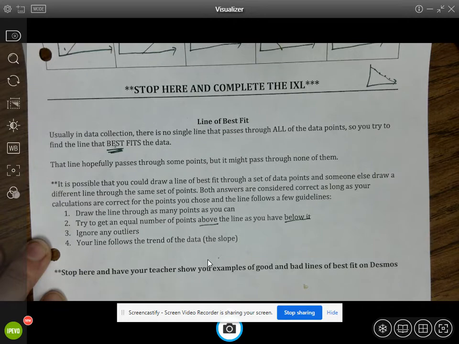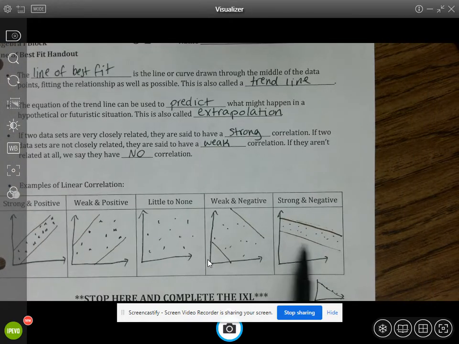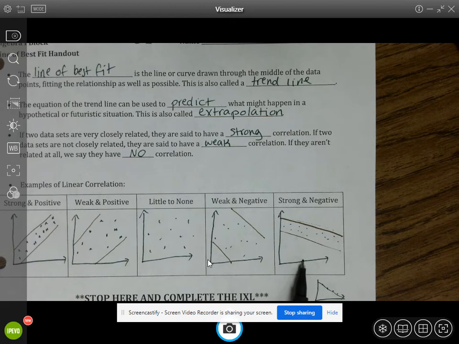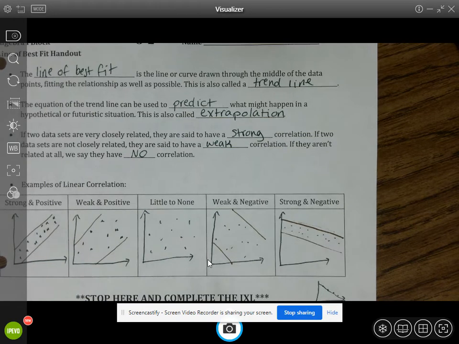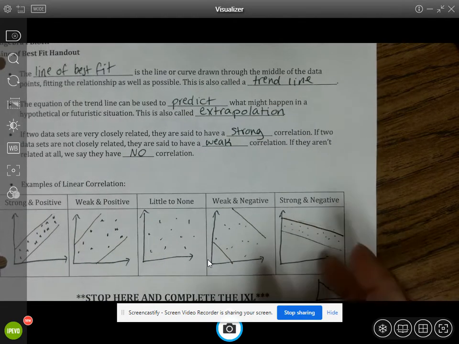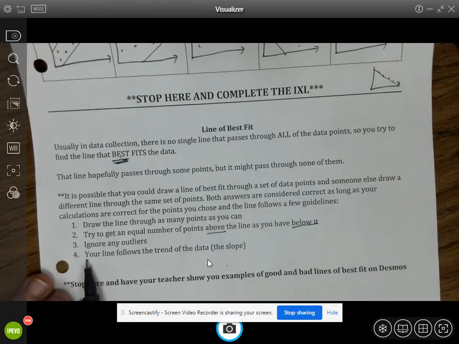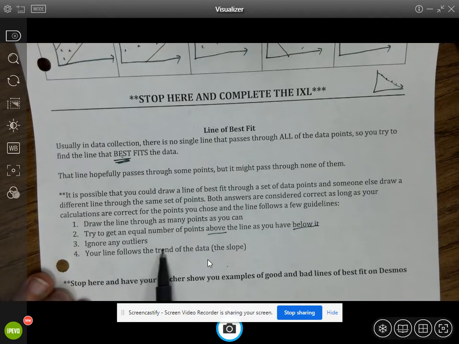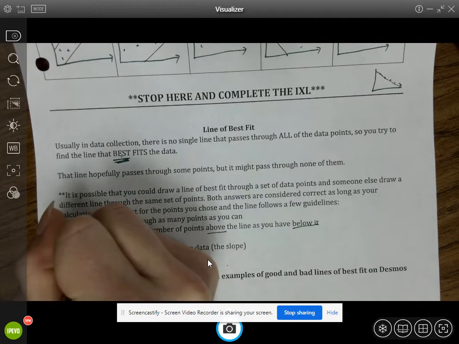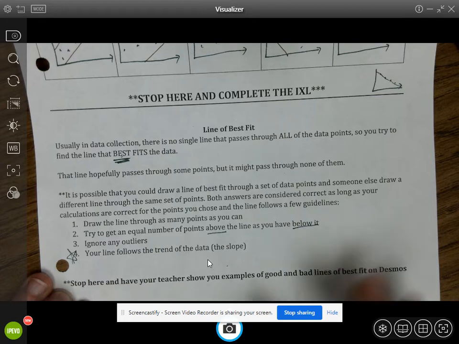Number three, you would ignore any outliers. These are any points that are hanging out in the middle of nowhere. If this was my data set, but I also had some point hanging out down here, I would ignore that point. That is an outlier. And possibly one of the biggest things is your line needs to follow the trend or the slope of your data. This one is very, very, very important.